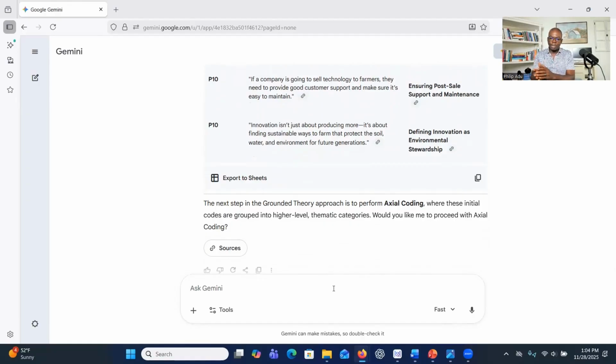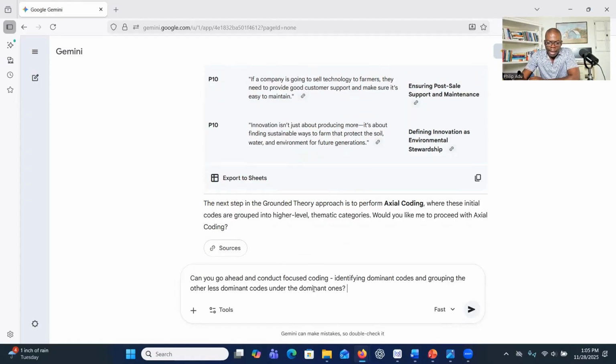Now we can move on to the actual coding, or what is called focus coding. The actual coding is the same thing as focus coding. So I ask, can you go ahead and conduct focus coding, identify dominant codes and group the less dominant codes under the dominant ones? You can even go further and explain what you mean by dominance, because you don't want the system to use a criteria that you are not aware of.